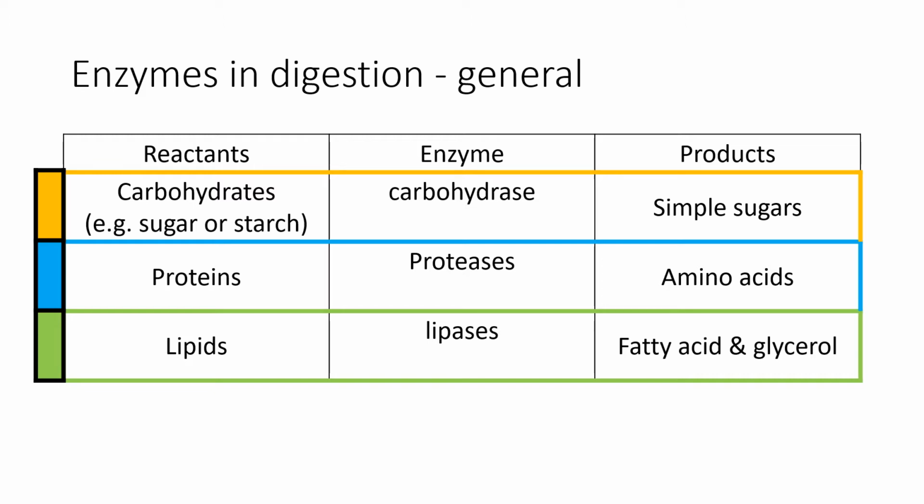And you need to know what they're broken down into, the products. The carbohydrates are broken down into simple sugars, quite often glucose. Proteins are broken down into amino acids, and lipids are broken down into fatty acids and glycerol.